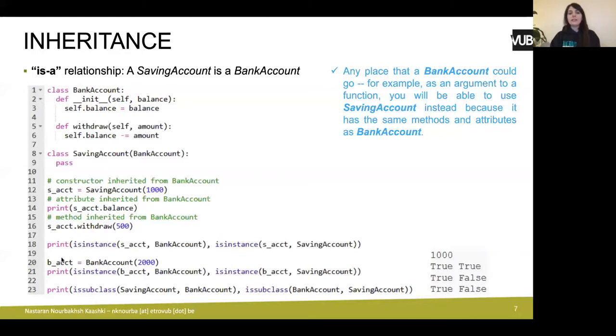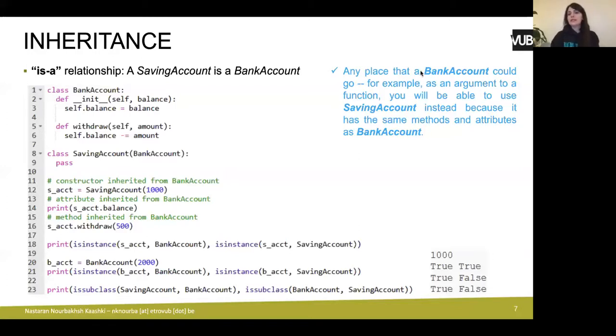But if I create an instance from the bank account, and if I check this one, I can see that this variable is an instance of bank account, true, but it's not an instance of saving account. So we can also use this method that I just explained to check if this class is a subclass of the other one. Saving account is a subclass of bank account, but bank account is not a subclass of saving account, and the result is here.